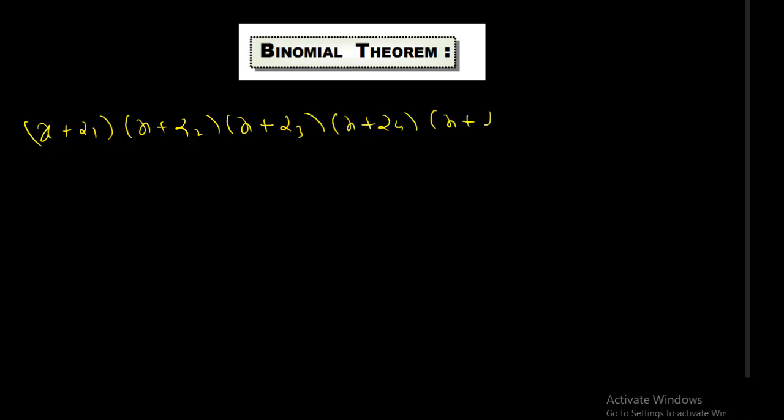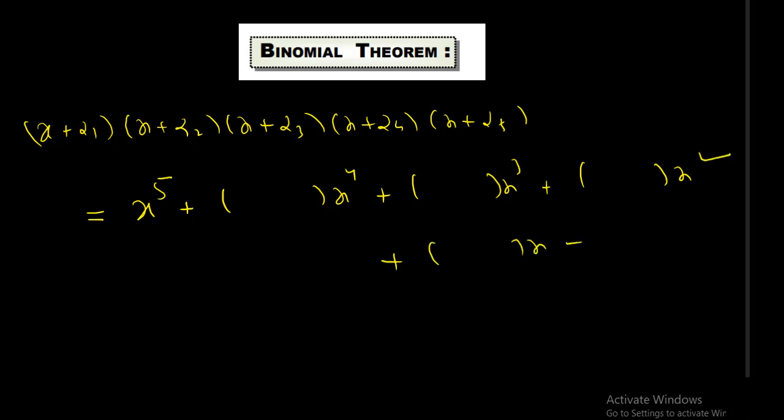Yeah, listen, this is important. (x + alpha 1) into (x + alpha 2) into (x + alpha 3) into (x + alpha 4) into (x + alpha 5) given. 5 brackets, 5 linear expressions are given, and I want to multiply all. Directly we will get x power 5 plus something into x power 4 plus something into x cube plus something into x square plus something into x plus something. What should we write here? Alpha 1 plus alpha 2 plus alpha 3 plus alpha 4 plus alpha 5. I can say S1.